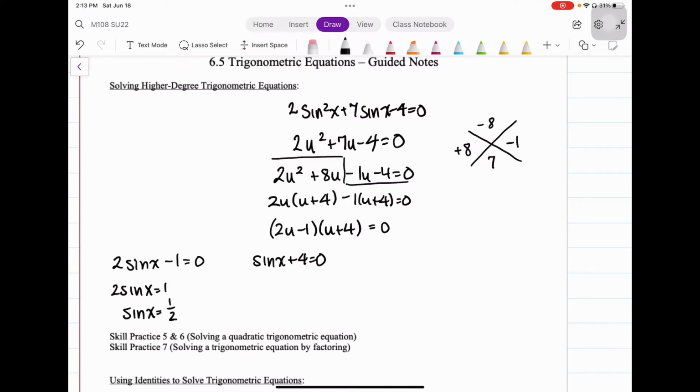Where does that happen on the unit circle? And here the sine of x equals negative 4. Where does that happen on the unit circle? It doesn't. Remember, sine without an amplitude change is not going to be less than negative 1. It's not going to be greater than 1.